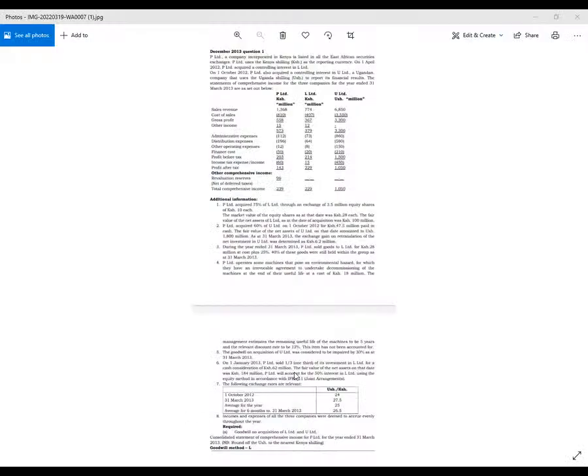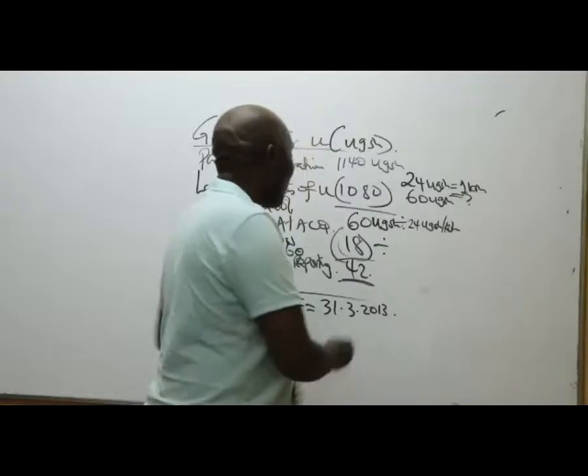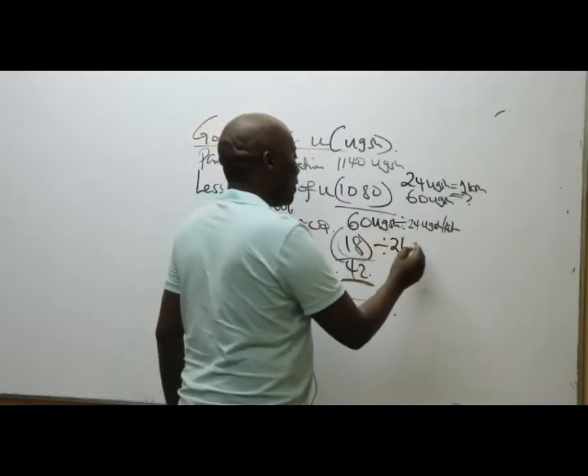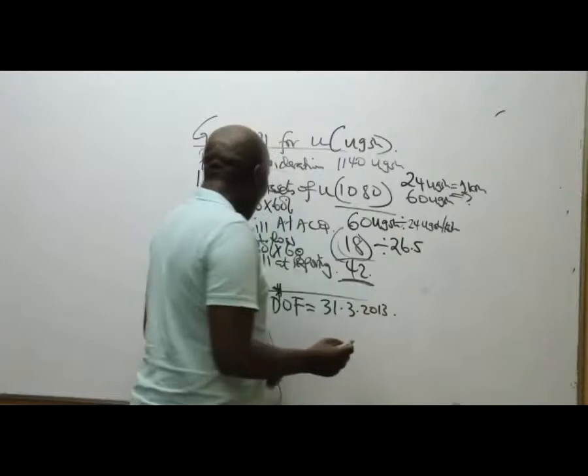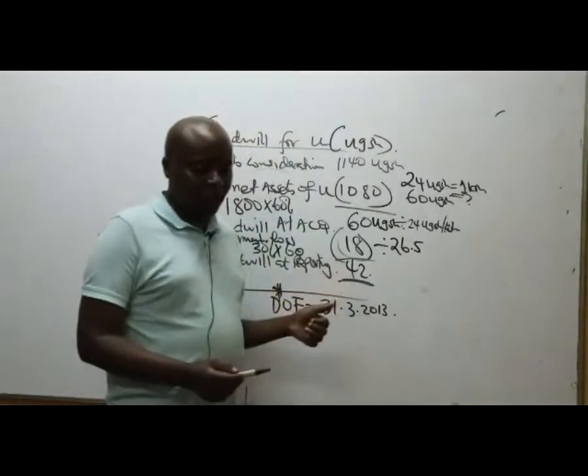So ladies and gentlemen, in this case here, we have the average for 6 months to 31st. It is 26 point what here? 26.5. So ladies and gentlemen, then come here and divide this by 26.5.